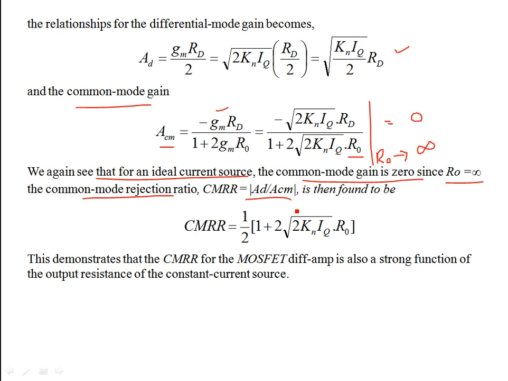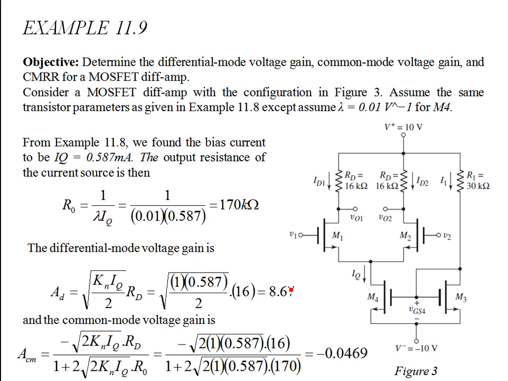So the common mode rejection ratio becomes the ratio of AD by ACM, and the magnitude of that is found from the AD and ACM expressions. You take the ratio, and this is what it is. But this again comes in terms of R0. If R0 is very high, then CMRR should approach infinity. It should be huge. So this demonstrates that CMRR for the MOSFET differential amplifier is a strong function of the output resistance of the constant current source.